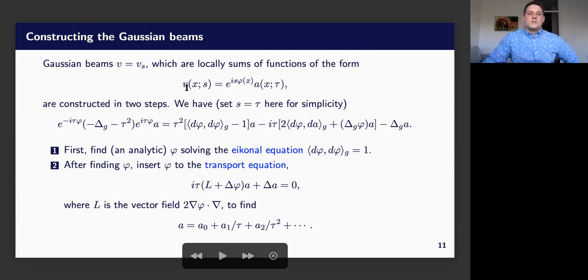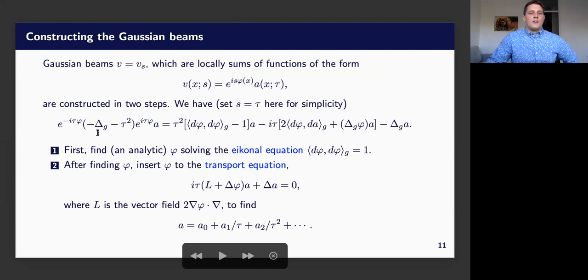So Gaussian beams were local sums of functions of this form, e to the power i s phi times the amplitude A. And as usual, they are constructed in 2 steps. And in what follows, I will just put s to be this real parameter tau, to make the formulas shorter. If s would be tau plus i lambda, the principles would be the same, but the formulas would be longer.